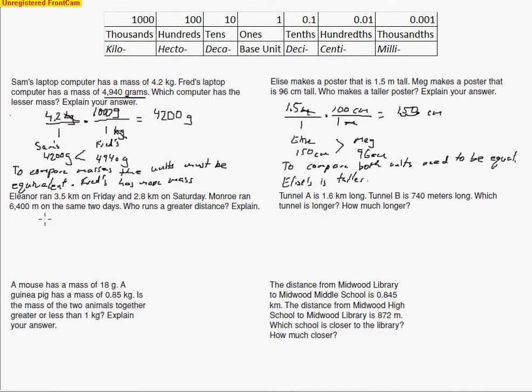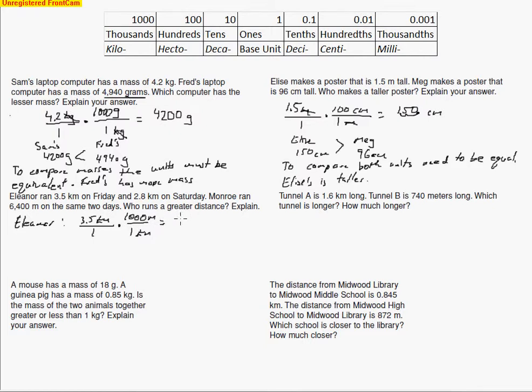Well, looking at our next one, it says Eleanor ran 3 5/10 kilometers on Friday, 2 8/10 kilometers on Saturday. Monroe ran 6,400 meters. Well, on the same 2 days. So who ran the greater distance? Well, let's take Eleanor, and let's find out how far she ended up running. So 3 5/10 kilometers. Let's change that to meters. So we do 3 5/10 times by 1 kilometer, down at the bottom to cancel those out, is equal to 1,000 meters.